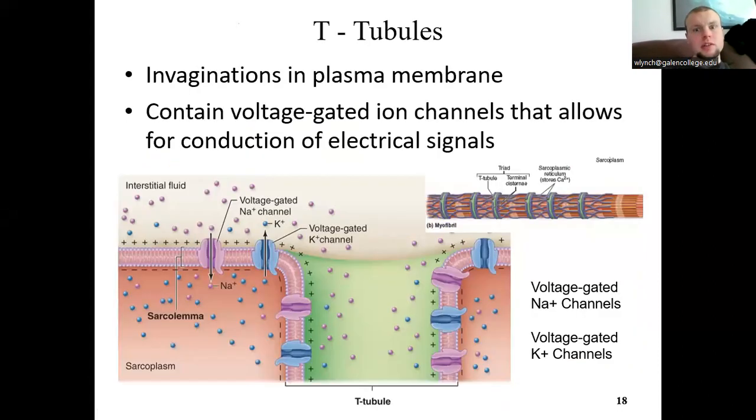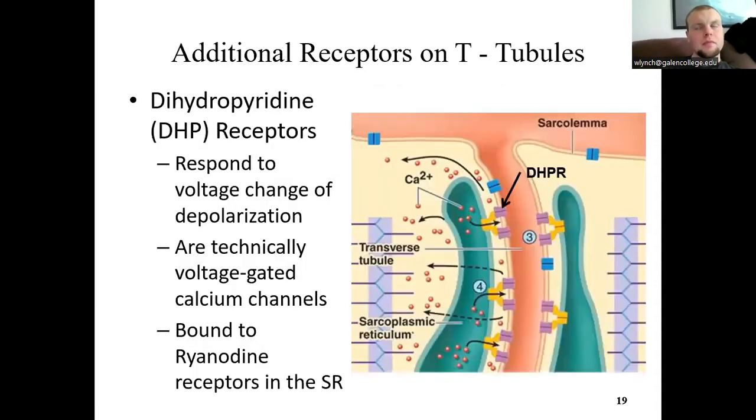Here we have a T-tubule representation. T-tubules, as stated, are going to be small invaginations in the plasma membrane that allow for ion conduction down and in. So they contain a lot of different channels, one of which is going to be the voltage-gated ion channel, allowing for electrical signals to come down. So they have a non-specific channel for electrical conduction going down in between. More receptors. Again, we have the dihydropyridine receptor. This is going to be a voltage-gated, so they're voltage-gated calcium channels. It's going to be bound to ryanodine receptors in the sarcoplasmic reticulum.